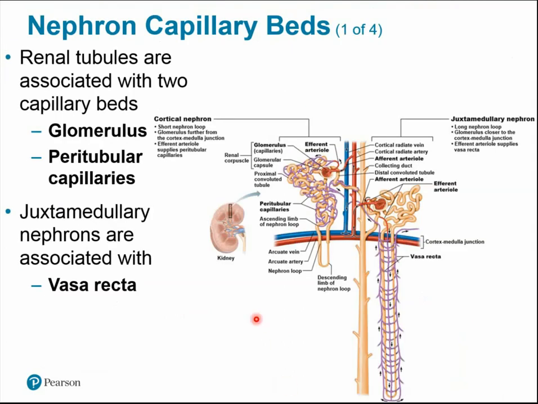So the renal tubules are associated with two types of capillary beds. We've already talked about the glomerulus, which is just a little ball or tuft of capillaries. And then we also have peritubular capillaries, shown in the purple here. These are small capillaries that interweave around the tubules. Some types of nephrons, called juxtamedullary nephrons, run a little bit deeper into the medulla. They have a special type of associated capillary bed called the vasa recta, but it's going to serve pretty much the same purpose as our peritubular capillaries.